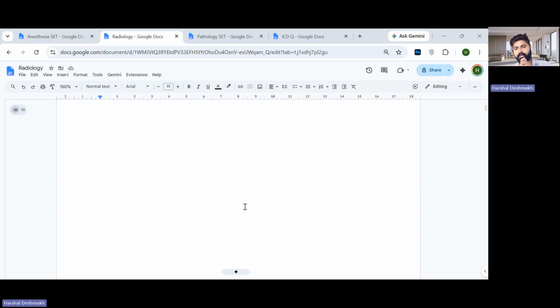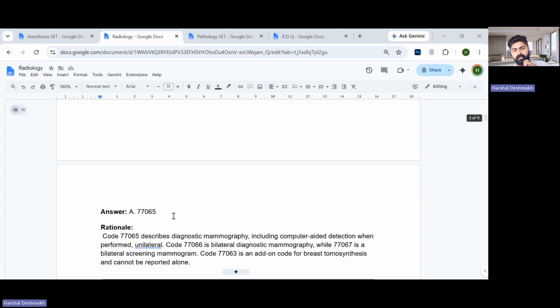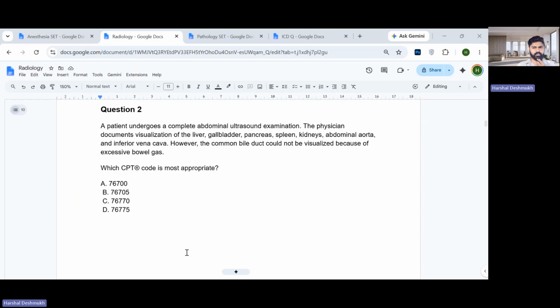All right, the answer to this question is option A, 77065, as it describes diagnostic mammography, including CAD, that is computer aided detection, whenever performed, and the rest of the code's information is given over here. Moving on to the next question.